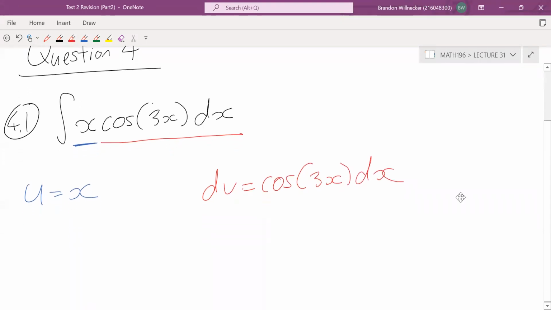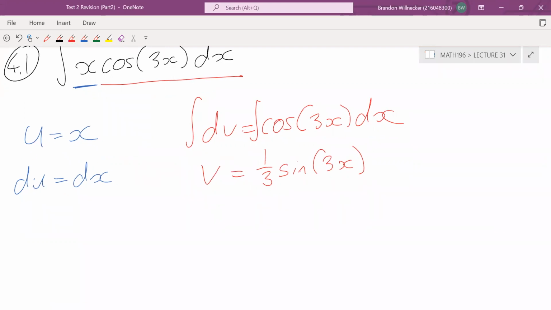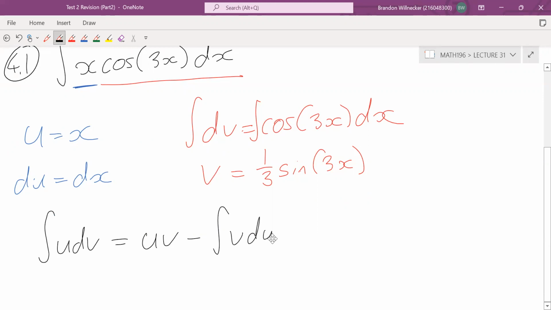Okay, now that we've made our choice of u and dv, we now need to find du and v. So du is going to be dx. And if we integrate dv, we have v is equal to 1/3 sine 3x. Okay, good. So that's all the pre-working done. Now we just need to substitute into our integration by parts formula. Remember how that went? The integral of u dv is uv minus the integral of v du. Okay, that was from way back. So we just substitute in.